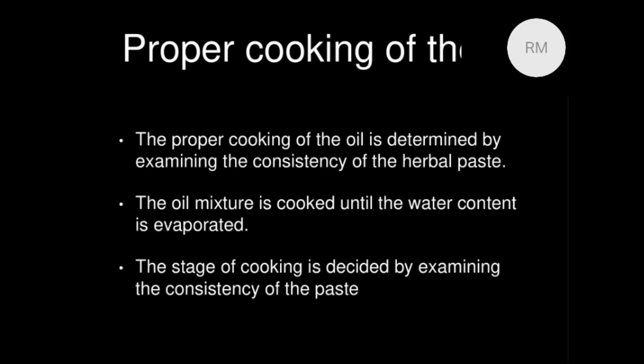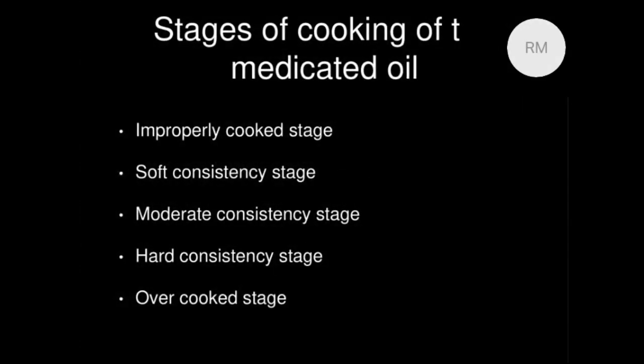So if you look at the stages of cooking the medicated oil, there are 5 stages. These are the improperly cooked stage, the soft consistency stage, the moderate consistency stage, the hard consistency stage, and the overcooked stage. Out of these, we can medicinally use only 3 stages. Stage 1 and 5 are errors in our cooking methods. So this is the problem, and we usually make this oil at home.